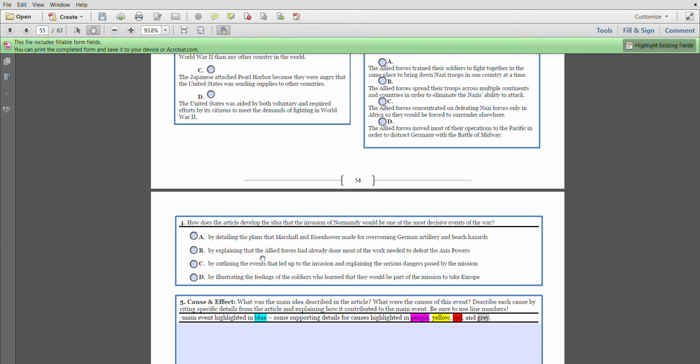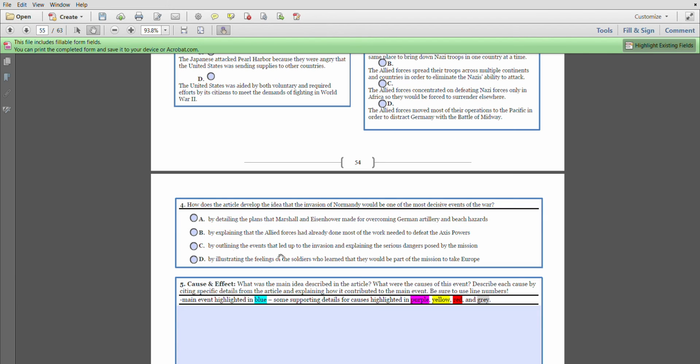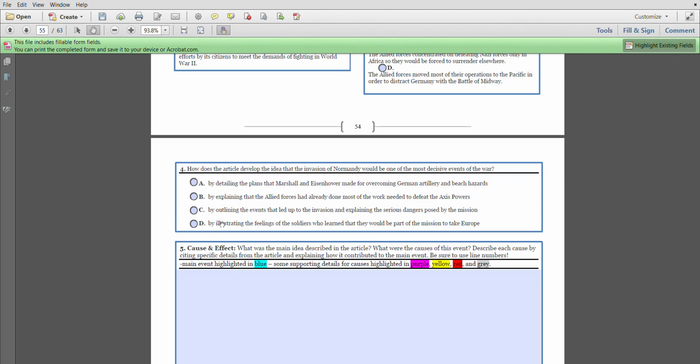B. By explaining that the Allied forces had already done most of the work needed to defeat the Axis powers. C. By outlining events that led up to the invasion and explaining serious dangers posed by the mission. D. By illustrating the feelings of the soldiers who learned that they would be part of the mission to take Europe.